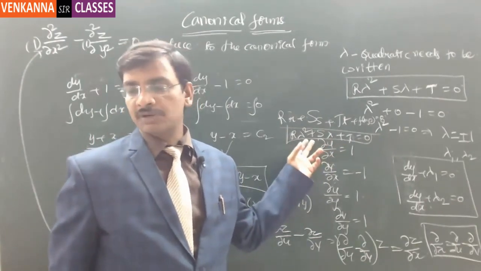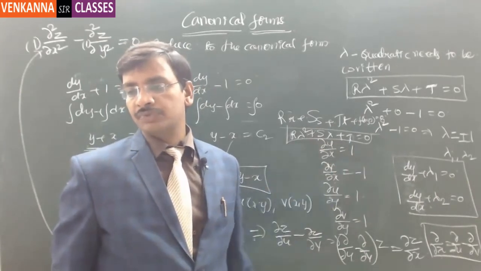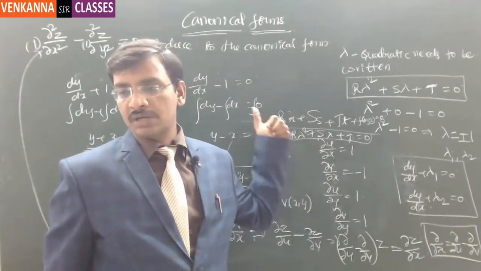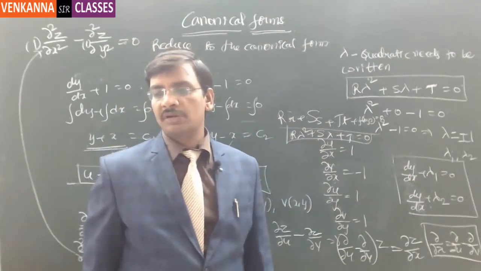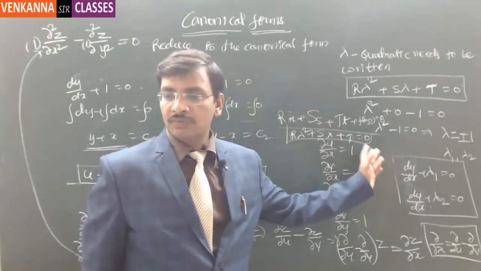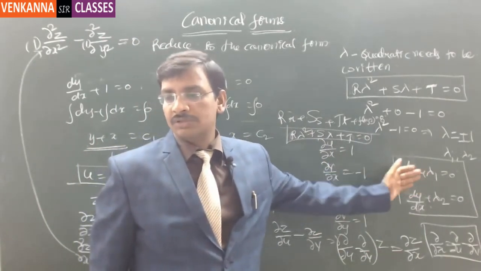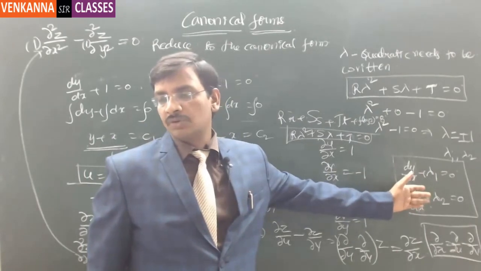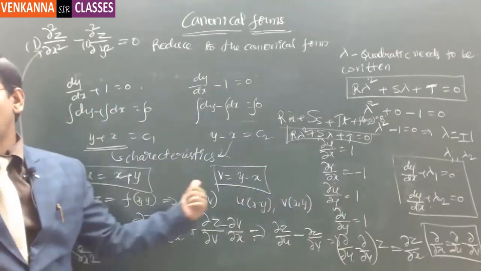The roots of this equation, let us say, are lambda 1 and lambda 2. Because this is a quadratic equation, we are trying to solve the second order differential equation, so you are going to get two roots, lambda 1 and lambda 2. Then for those values you write dy/dx plus lambda 1 equal to 0 and dy/dx plus lambda 2 equal to 0. Solve these two differential equations and then call them u and v.